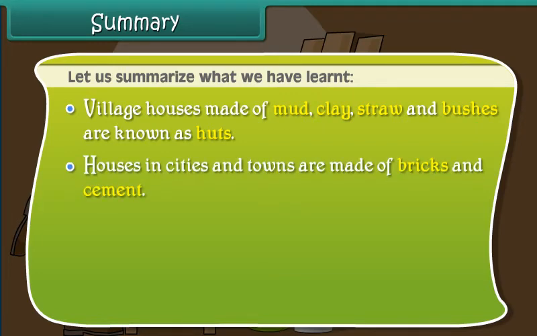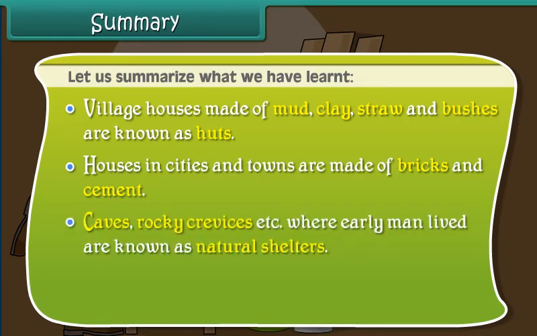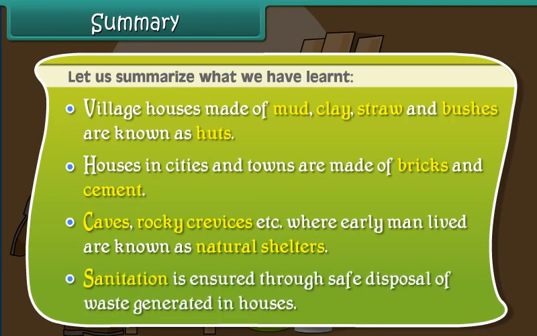Houses in cities and towns are made of bricks and cement. Caves, rocky crevices, etc., where early man lived, are known as natural shelters. Sanitation is ensured through safe disposal of waste generated in houses.